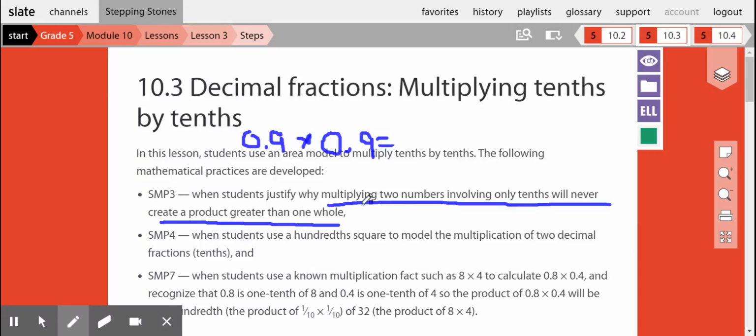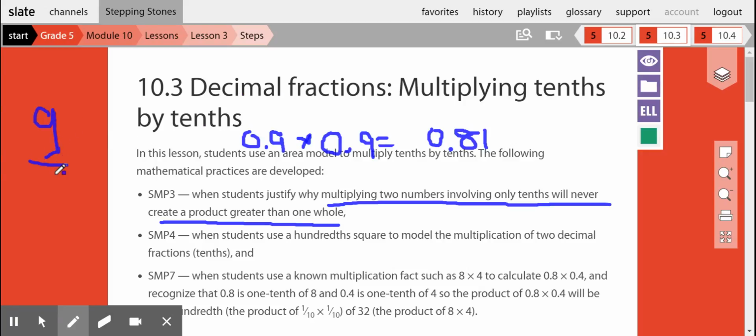One of those things is to understand that when multiplying two numbers involving only tenths, we'll never create a product greater than 1. I'm going to show you what that means. We've got even our largest tenths number, 9 tenths times 9 tenths. You might already know that 9 times 9 is 81. Well, 9 tenths times 9 tenths equals 81 hundredths.